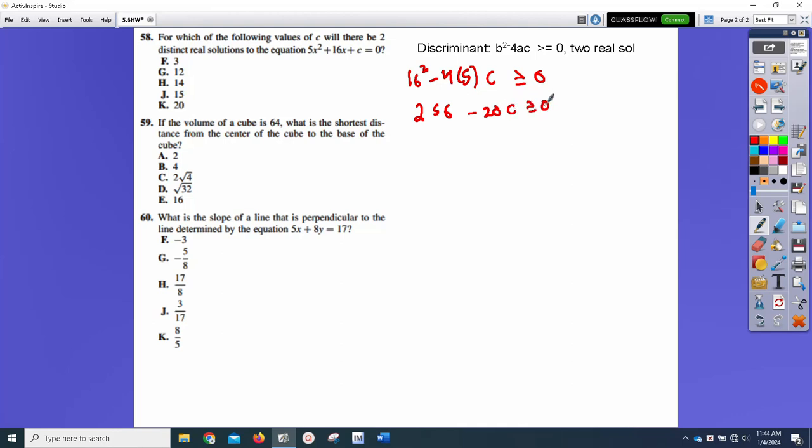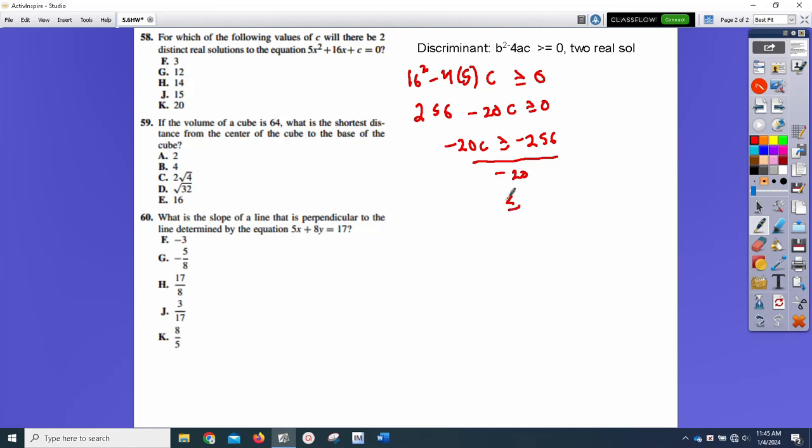So it's not that bad. It's really not that bad of a problem. I'm going to move that 256 over. I feel like I've done something wrong here, but maybe not. We'll see. Anyways, negative 20C is greater than or equal to negative 256. I'm dividing by a negative 20, so I've got to flip my inequality symbol.